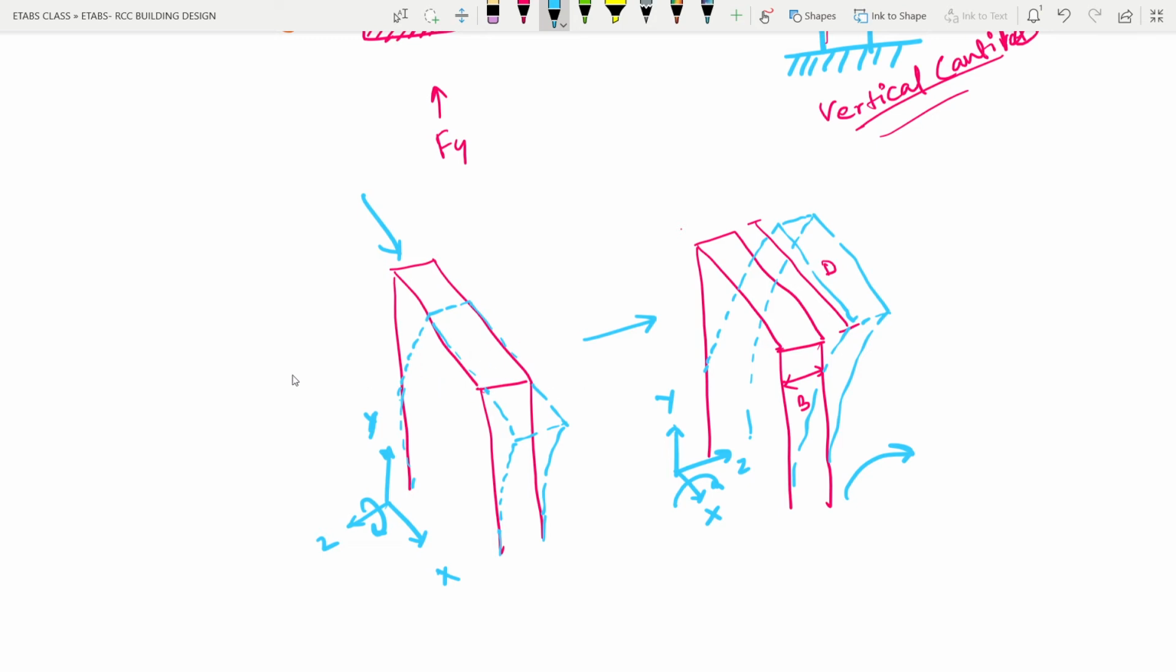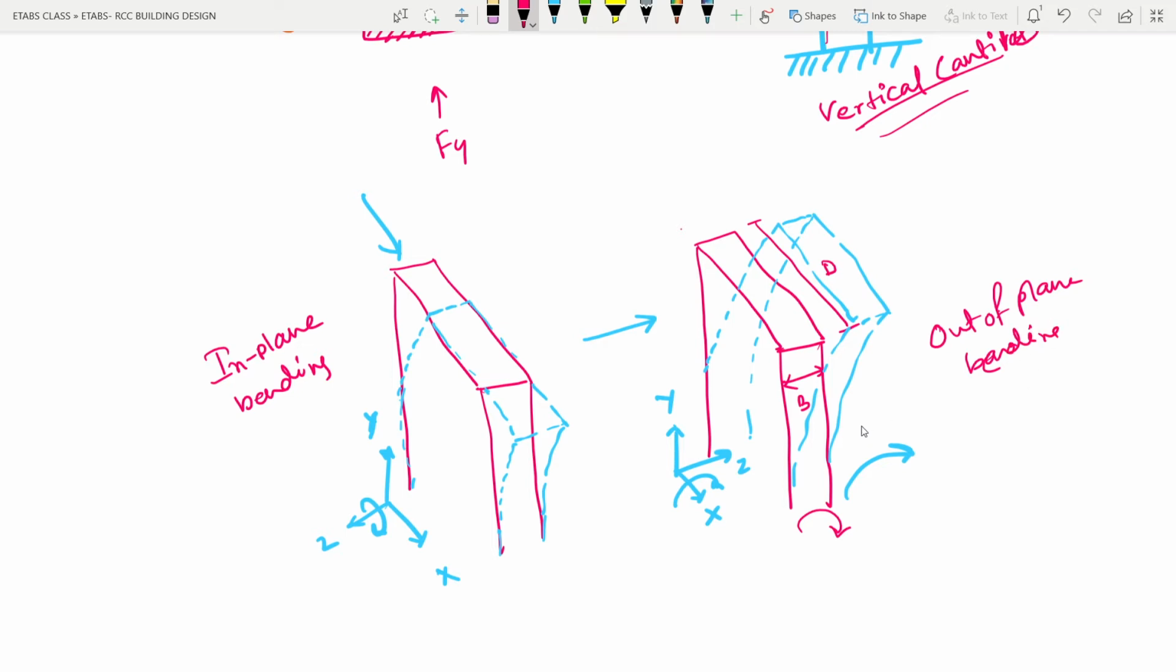So this bending we call in plane bending. I think this blue color is not good enough for writing, I'll just change it. So this bending we call in plane bending, because the bending is happening in its own plane. And here this bending is happening out of its plane, right? It is not in its own plane, it is going out. So this is called out of plane bending, out of plane bending.